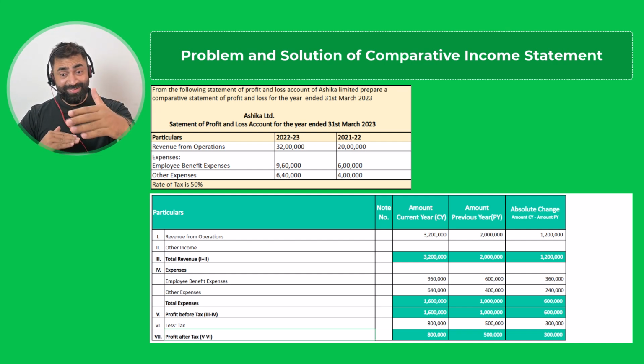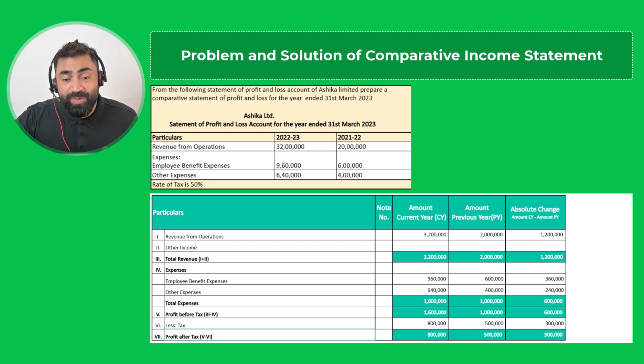And that's what we have done here, right? So profit before tax is 16 lakhs. From that we deduct the tax. We arrive at profit after tax of 8 lakhs in the current year. Then in the previous year, our profit before tax is 10 lakhs. Our tax is 5 lakhs. So the profit after tax, after deducting the tax, is 5 lakhs. And the absolute change always, compare it horizontally. So your current year amount is 8 lakhs minus the previous year amount. You get 3 lakhs as the absolute change.